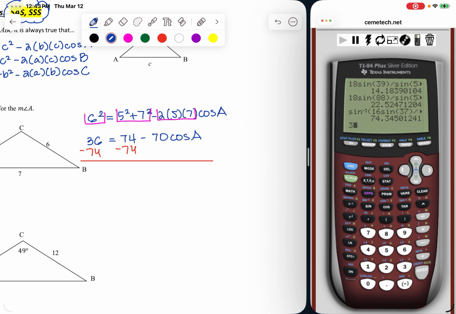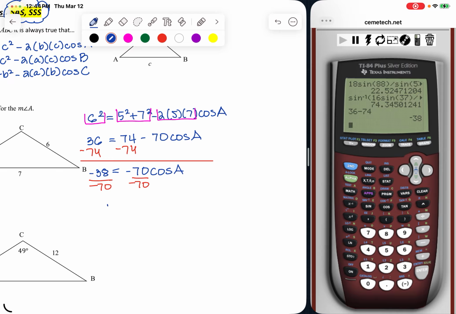So just so I don't make a mental math error, I know it's negative 38, but my brain is telling me to check, okay? I have to. I know I'll make a mistake. I probably made a mistake up there and I won't even catch it. Minus 70 cosine of angle A. I need to get cosine of angle A by itself, so I'm going to divide both sides by negative 70.